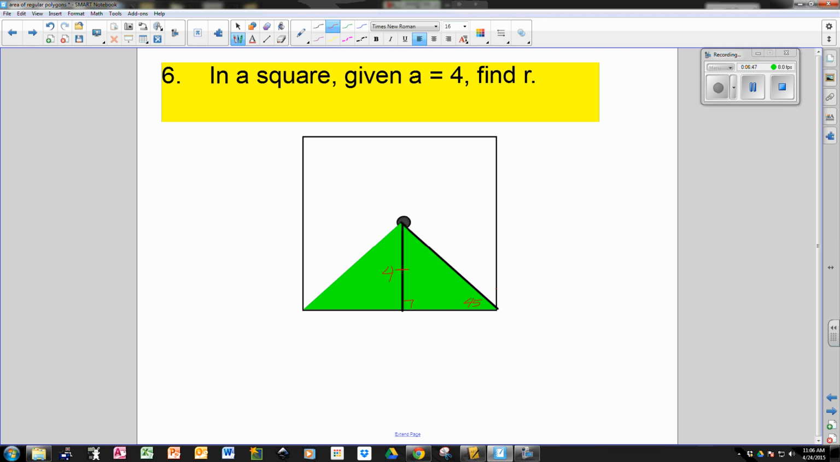If this side is 4, and this is 45, and this is 45, then guess what? Remember, this is also 4, because it's a 45, 45, 90. So in a 45, 45, 90, if you recall, this is x, and this is x square root of 2. Oops, that's a 2. So if my x is 4, then this side is going to be 4 square root of 2. So therefore my radius is 4 square root of 2.